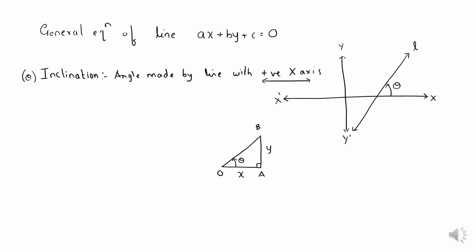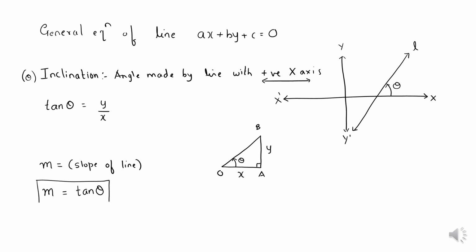Now if I find the tangent of the angle, that is tan theta, what will I get? Tan theta is y upon x. So this tan theta is nothing but the slope of the line. Slope of the line is denoted by m. The tangent of the angle made by the line with positive x-axis is called the slope. That is, slope is nothing but tan theta, provided theta is the inclination.